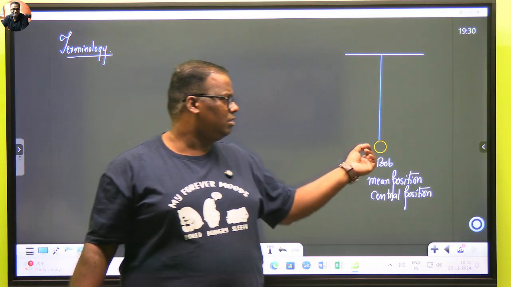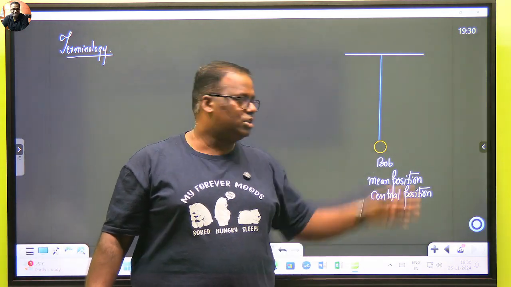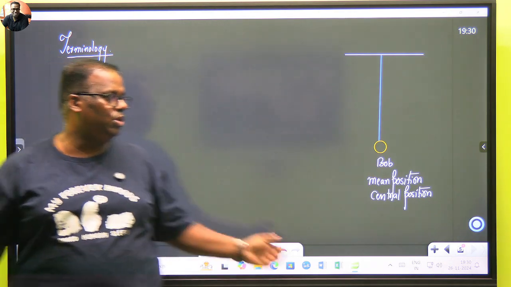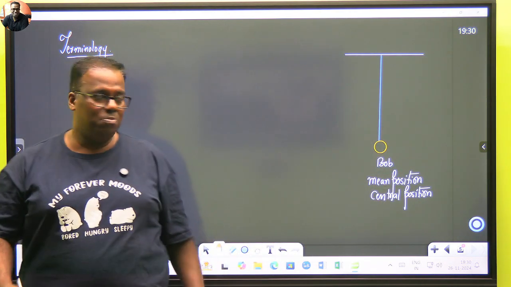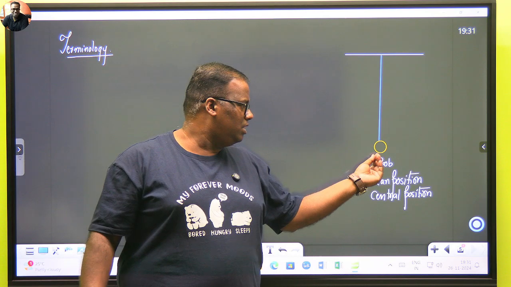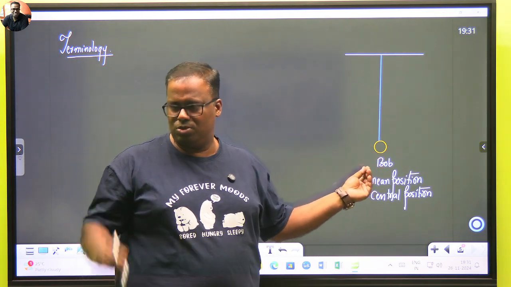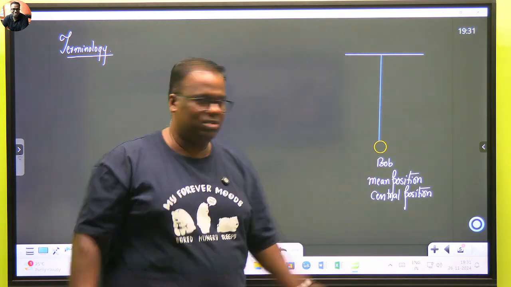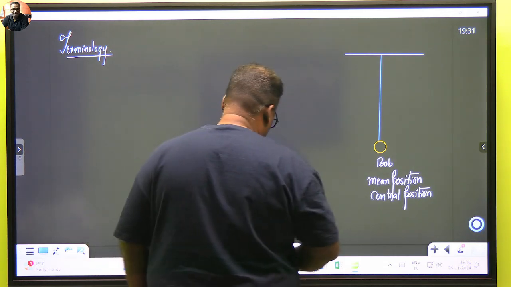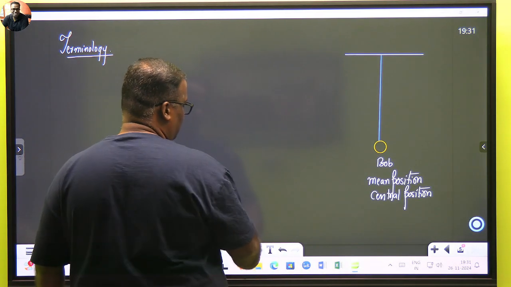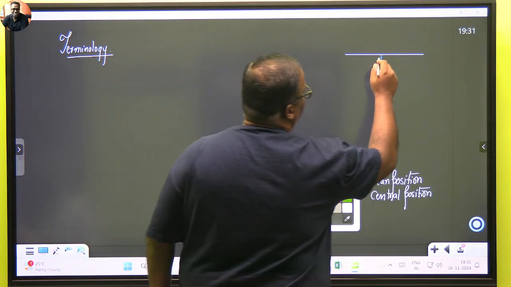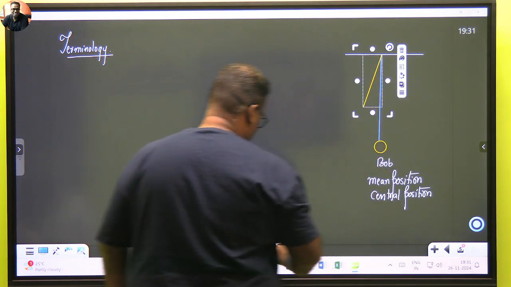For vibratory motion, just make it vibrate. For oscillatory motion, release it like this, it swings. But for simple harmonic motion, I will give just a very small disturbance, so that it moves along a straight line. So we'll not go to simple harmonic motion now. We will concentrate on what is called, let's say, oh, sorry.